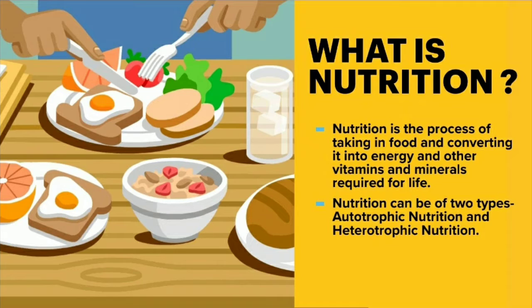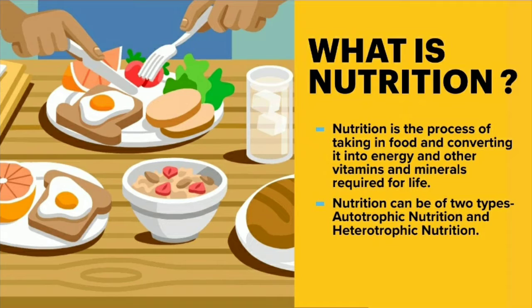Nutrients like carbohydrates, proteins and fats are required in large quantity. These are the macronutrients, while minerals and vitamins are required in very small quantity. So they are called micronutrients. Nutrition can be of two types: autotrophic nutrition and heterotrophic nutrition.